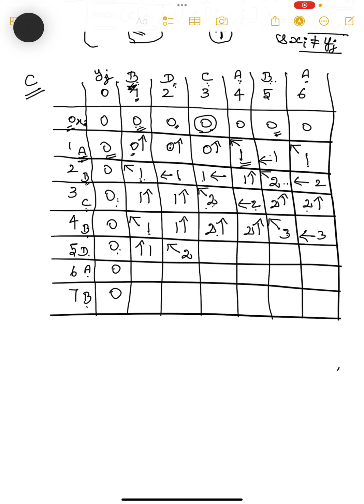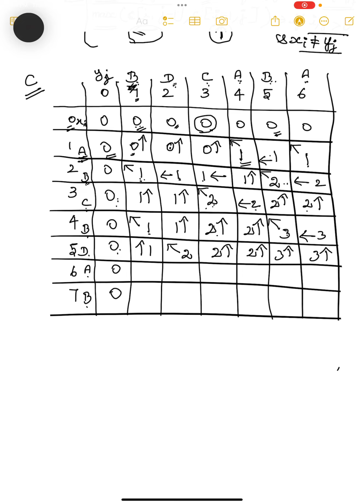C and D both are not same. So 2 up arrow. B and D not same. 2 up arrow. B and D not same. 3 up arrow. A and D not same. Here also 3 upward arrow. Now come to the next row.